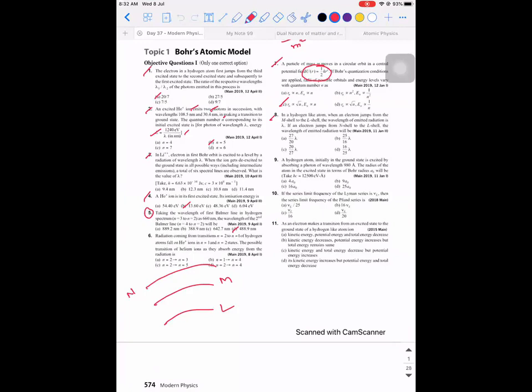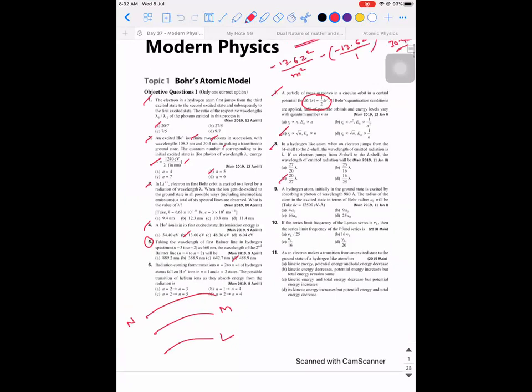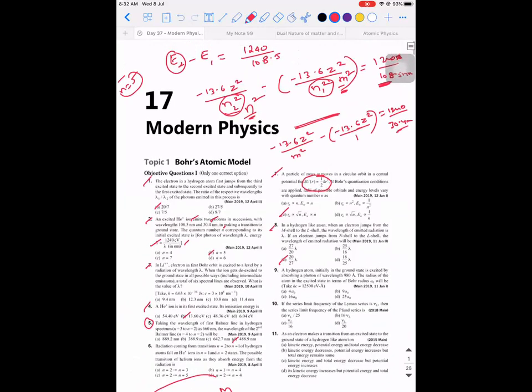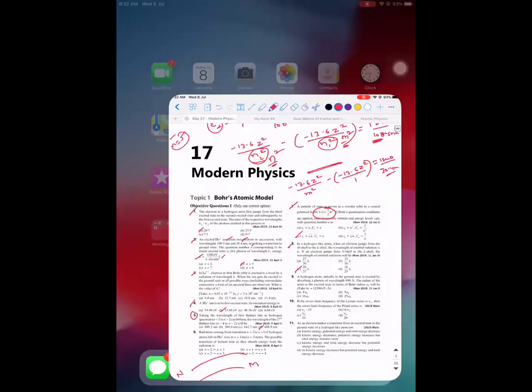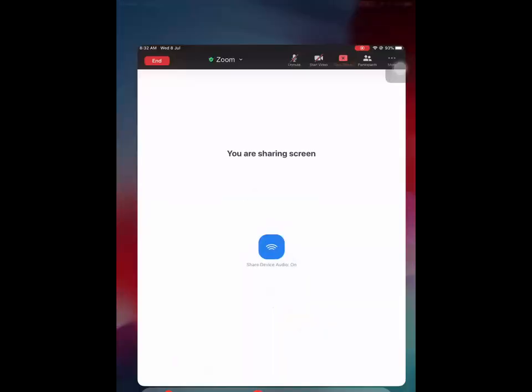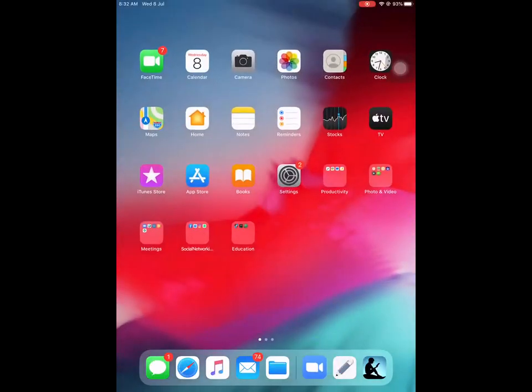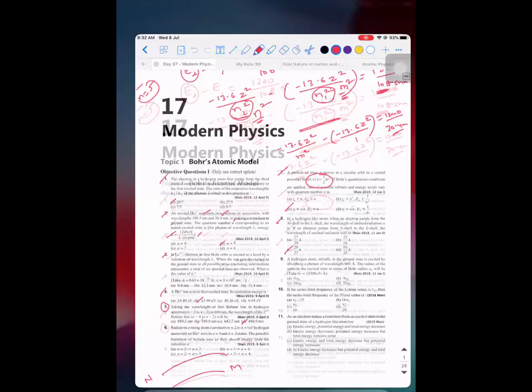Sir, option C. So option A, sir. Sir, I think A is C only, sir. Right, C, because they're inversely proportional.